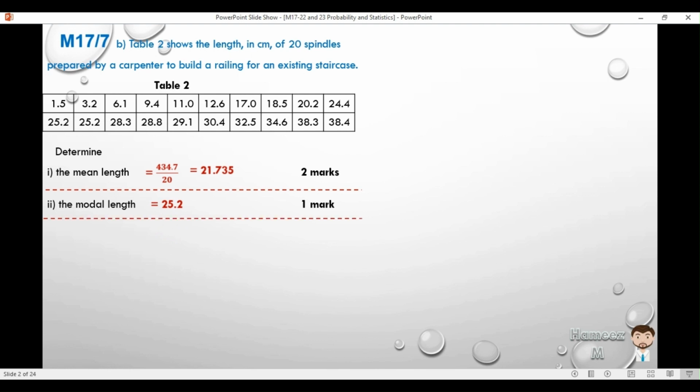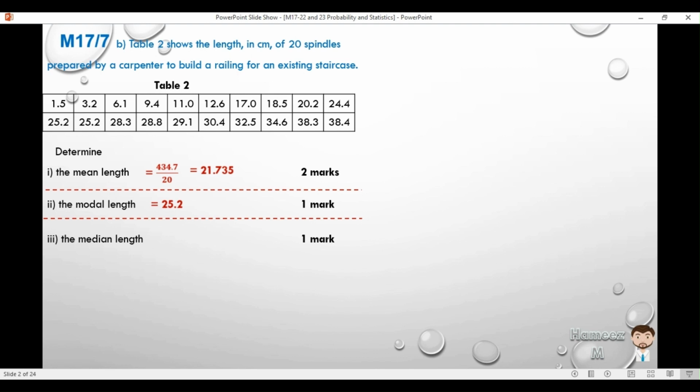Part 3, determine the median length. So if you recall that there are 20 spindles, and to find the median, we need to have the numbers placed in ascending or descending order. And if we go from the top row, from left to right, we can see it's increasing up to 24.4. And then it goes to the second row, 25.2, and it continues increasing up to 38.4. As such, if we read across from left to right, the first row followed by the second row, those 20 values are already in ascending order.